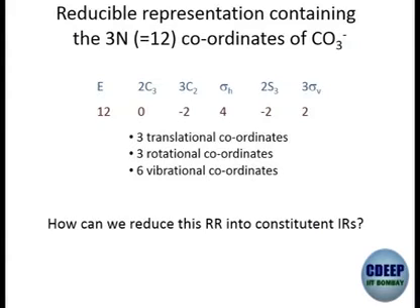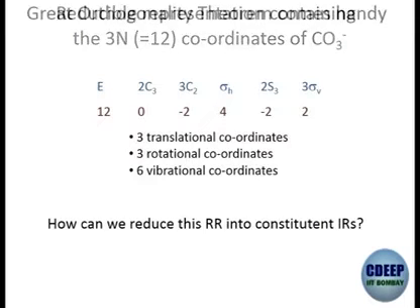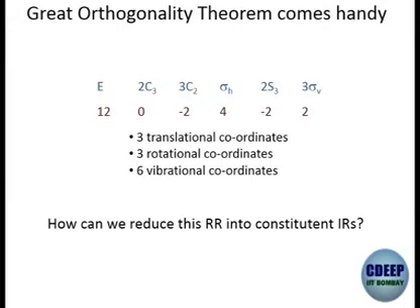Just to remind ourselves once again, what is the basis for this reducible representation? The 3n coordinates, out of which 3 are translational and 3 are rotational. The remaining 3n minus 6 are your vibrational coordinates. What do I do now? I have to break down this reducible representation into its constituent irreducible representations. How do I do that? To do that, we again invoke the great orthogonality theorem.